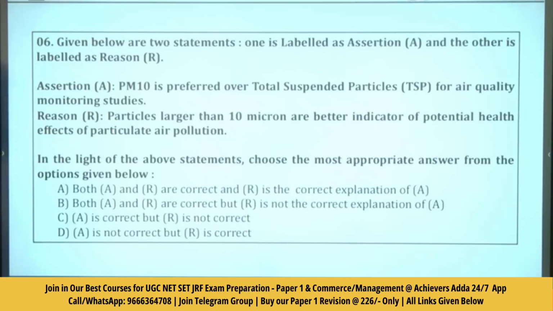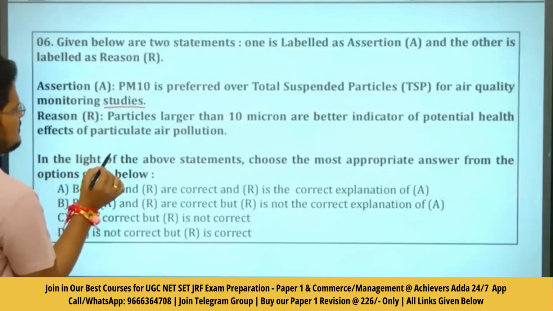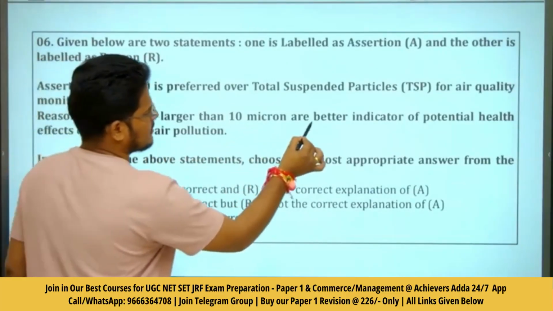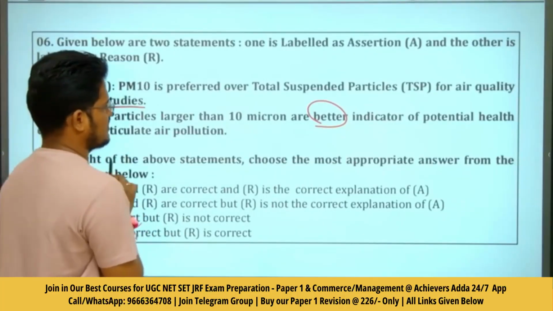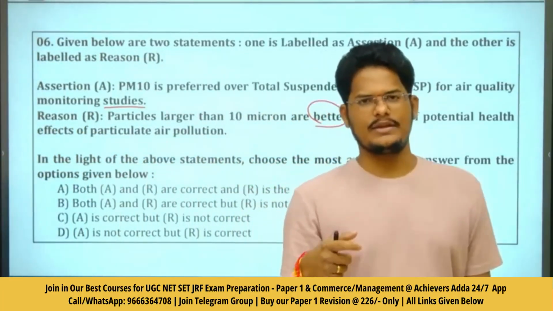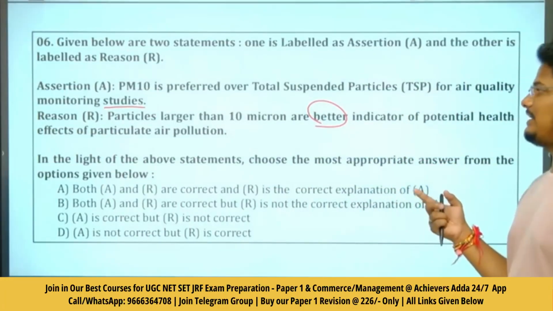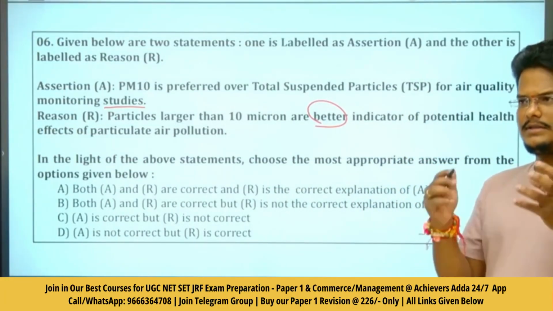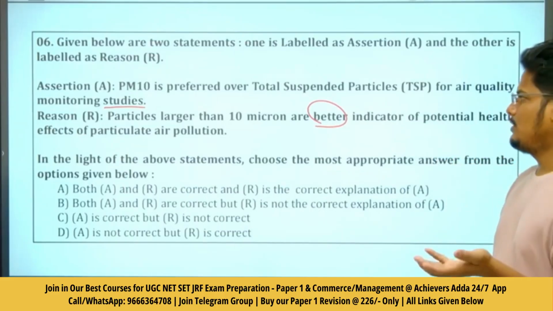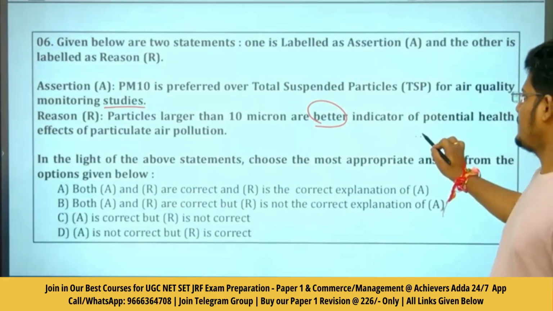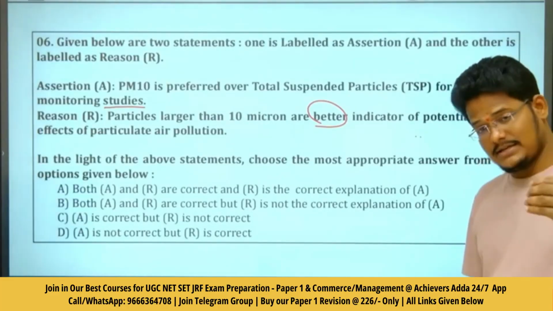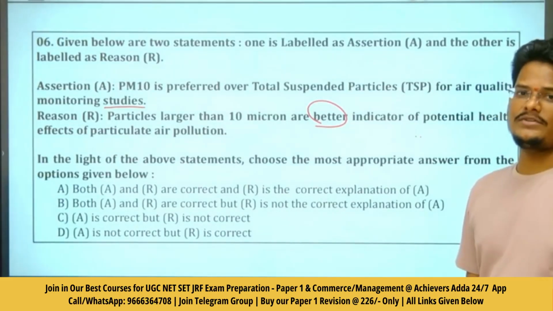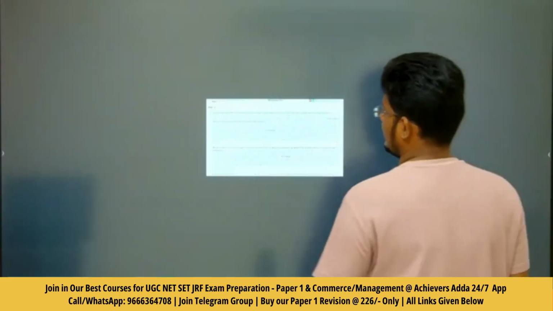PM10 is preferred over total suspended particulate for air quality monitoring studies. And particulates larger than 10 micron are not a better indicator of potential health effects of particulate air pollution. Particles larger than PM10 are clearly visible. The actual pollutants are PM 2.5 and PM 10. Less than 2.5 and less than 10 will create pollution because they are not visible to humans properly. It can create damage.